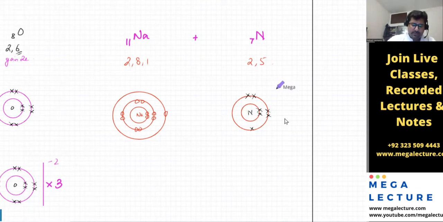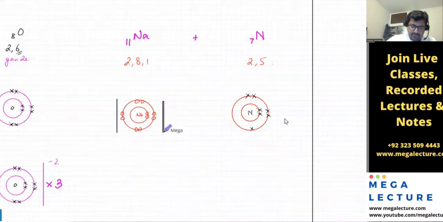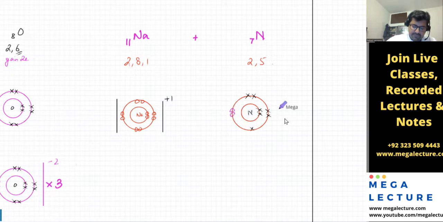So that's all you're going to do. Forget who's gaining how many electrons or who's losing how many electrons. The outer shell of sodium is gone, and if it's gone, it's going to be +1. They're both going to complete the outer shell. This other one is going to gain 3 electrons, right? So if it gains 3 electrons, it's going to be -3.